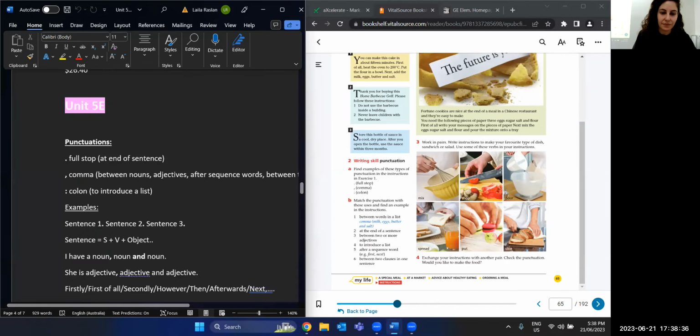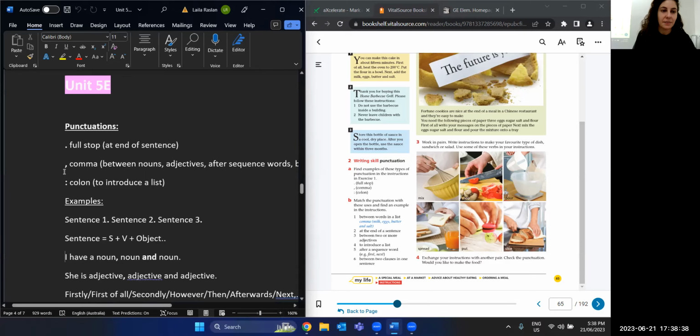Let's have a look. When do we use them? A full stop. It looks like this little dot. We use it, a full stop, at the end of every sentence. So remember, one sentence is one information. For example, I live in Australia. That's just one information. Full stop.